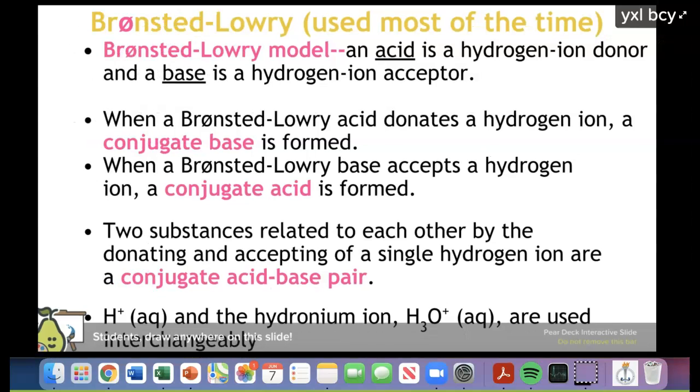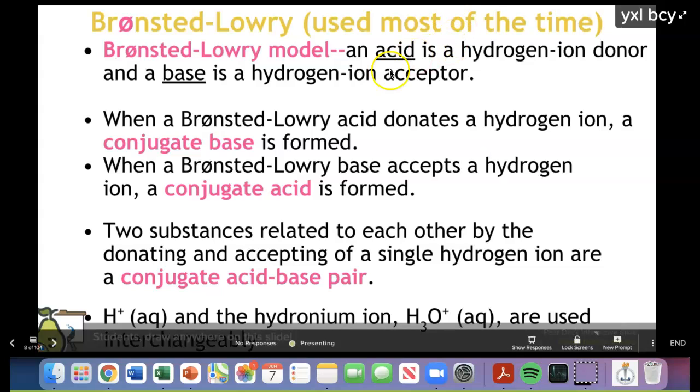So what we're going to work on today is 2 things. We're going to work on a new way to identify an acid or a base. It's called the Bronsted-Lowry model. And then we're also going to start working on calculating pH. So if you don't have your calculator handy, you're going to want to go find it. You're going to need it, please.